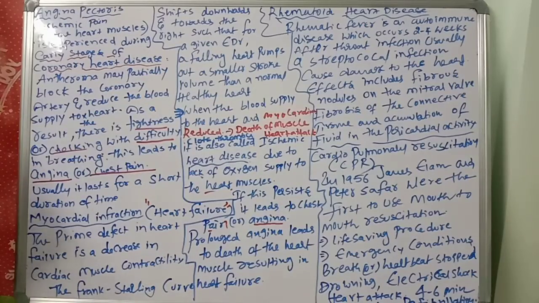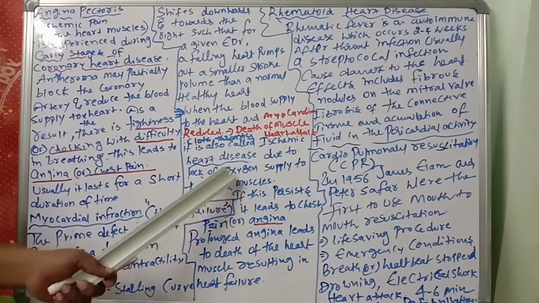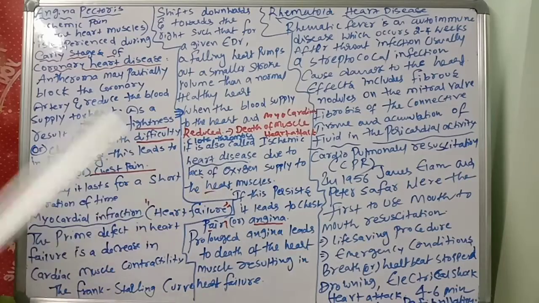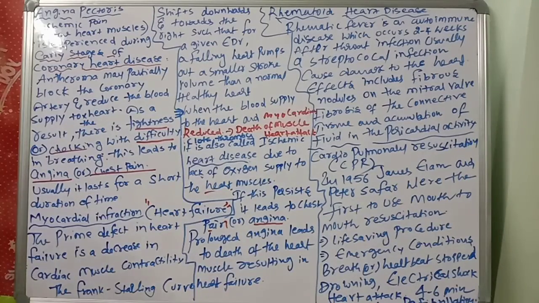Ischemic heart disease is due to lack of oxygen supply to the heart muscles. If this persists, if it is continuous, so oxygen is not being supplied properly, it continues like this, it leads to pain or angina. Prolonged angina leads to the death of the heart muscle, resulting in heart failure.